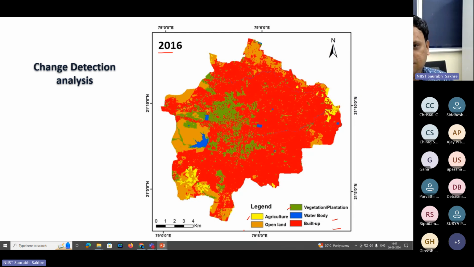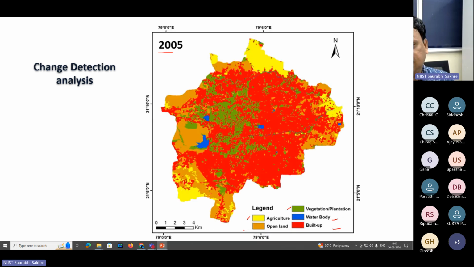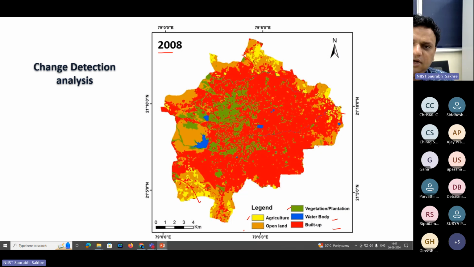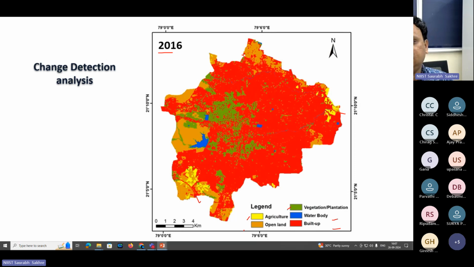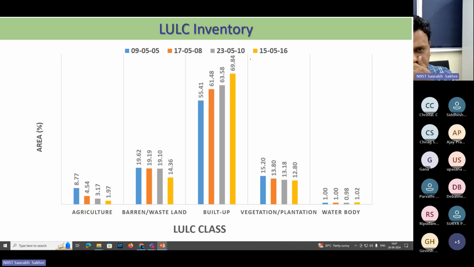Here you can observe very well that in 2005 some patches of agricultural land were there. But coming to 2016, this is almost nil and people have constructed houses on that, right? We conducted the analysis up to 2016. From 2005 to 2016, the built-up area increased by almost 14%, that is from 55 to 69.84. Okay, 14%. And then agriculture decreased.